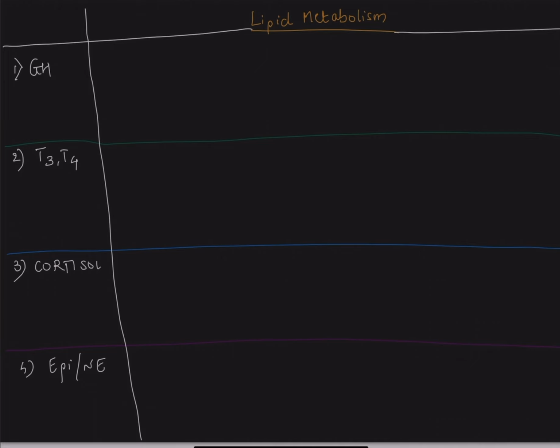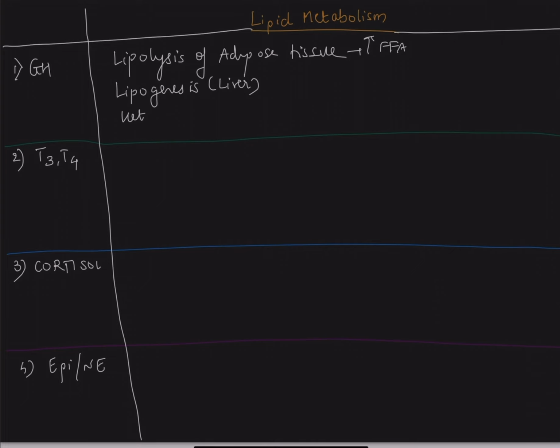GH causes lipolysis of adipose tissue, which increases the free fatty acids in the blood. It also promotes lipogenesis in the liver. GH is also called a ketogenic hormone.